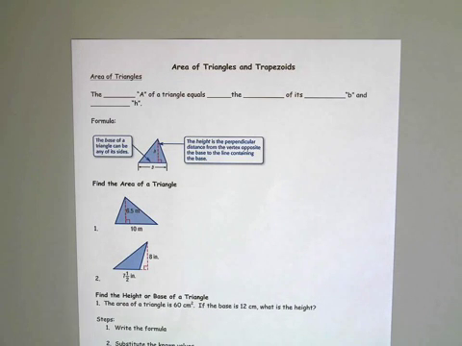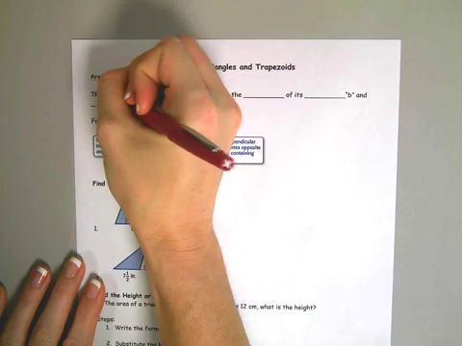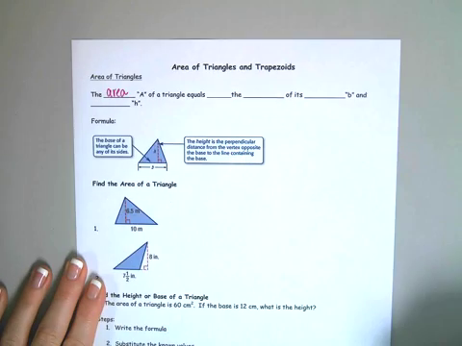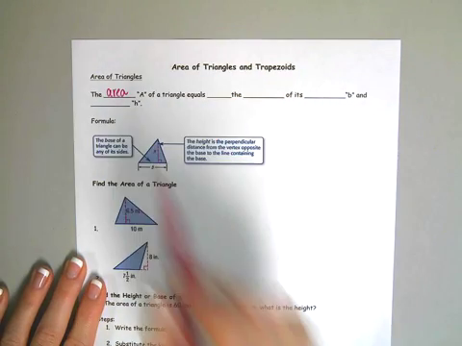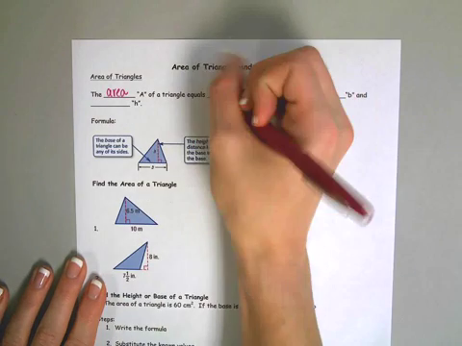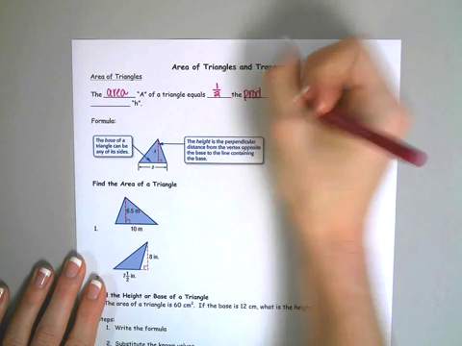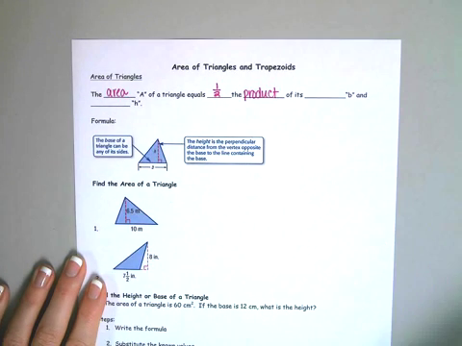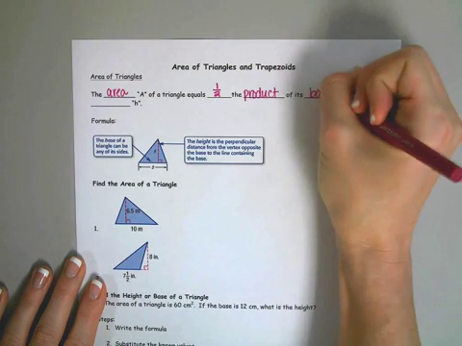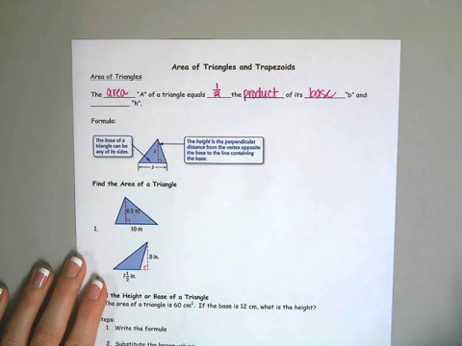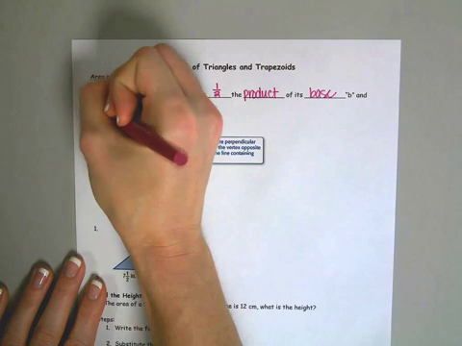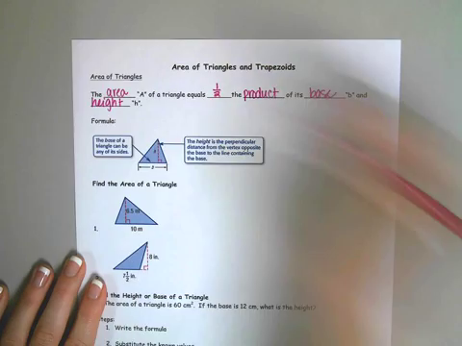Okay, area of triangles and trapezoids. First, we're going to look at area of triangles. To find the area of a triangle, you take the area, which is abbreviated with the capital letter A, of a triangle equals 1/2 of the product. Remember that product is the answer to a multiplication problem of its base, which is a lowercase b, and its height, which is a lowercase h.